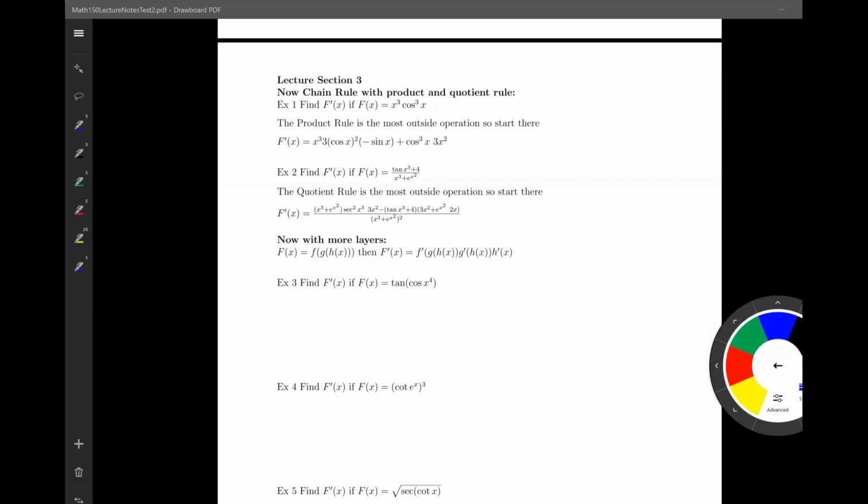All right, so these just get to watch. So example 1 here, we're finding the derivative of this where the product rule is the most outside function, or the most outside operation. So first d second plus second d first.